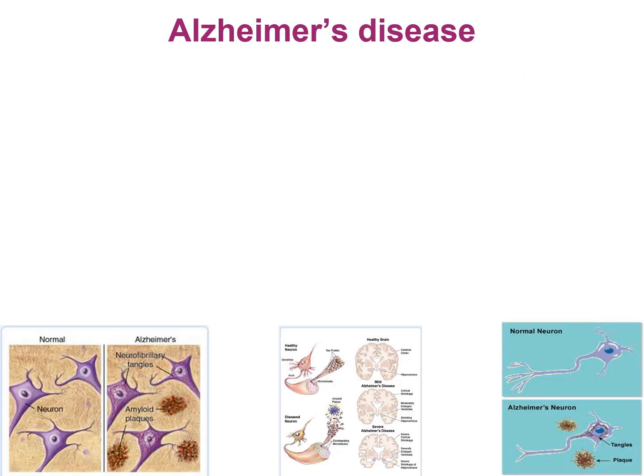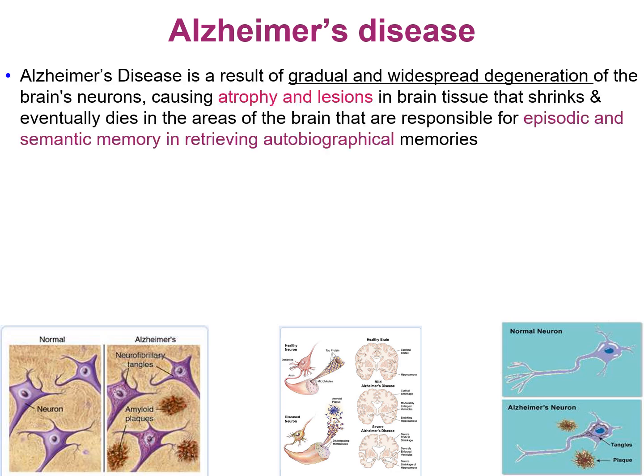Now, the points of emphasis with Alzheimer's disease starts with the fact that we have the degeneration of cells that cause atrophy and lesions in brain tissue.